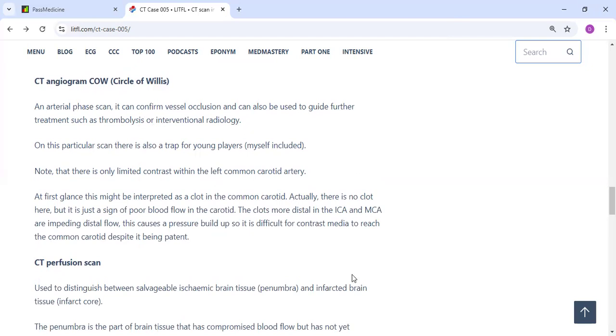On this particular scan, there's also a trap for young players. Note that there's only limited contrast within the left common carotid artery. At first glance, this might be interpreted as a clot in the common carotid. Actually, there is no clot here; it is just a sign of poor blood flow in the carotid. The clots are distal in the ICA and MCA and are impeding the distal flow. This causes a pressure buildup, so it is difficult for the contrast media to reach the common carotid despite it being patent.